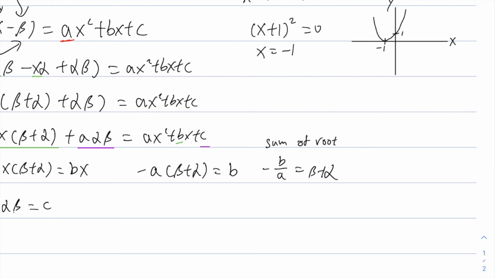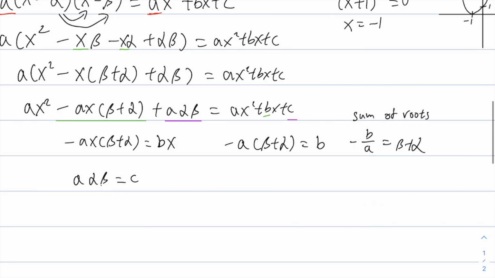And in here, we can express it as c divided by a is equal to alpha beta, which is what we call the product of roots.